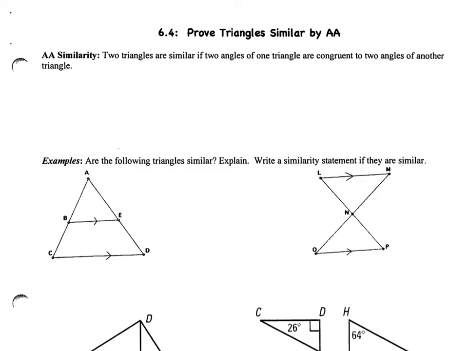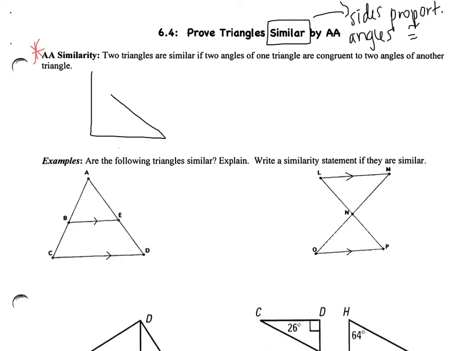Just as a reminder, similar triangles have sides that are proportional and angles that are congruent. So it's like taking a figure and blowing it up or shrinking it to get a similar figure. The first theorem that we're going to learn today is AA similarity. 2 triangles are similar if 2 angles of one triangle are congruent to 2 angles of another triangle.